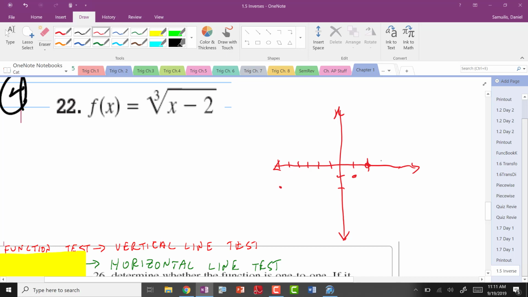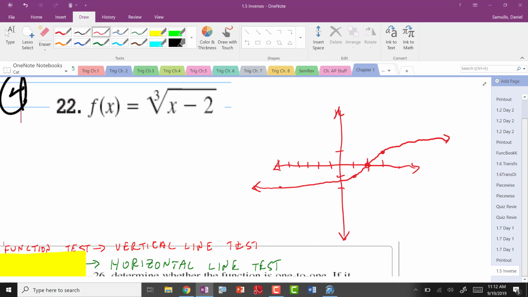Then, of course, 3. There we go again, another mistake. 3 minus 2 is 1. Cube root of 1 is 1. You get this. And then the next good value would be 10, because 10 minus 2 is 8, and then the cube root of 8 is 2. So you do get this unique picture, which is actually the inverse of a cubed function, which you have in your book, and we're going to see that here shortly.